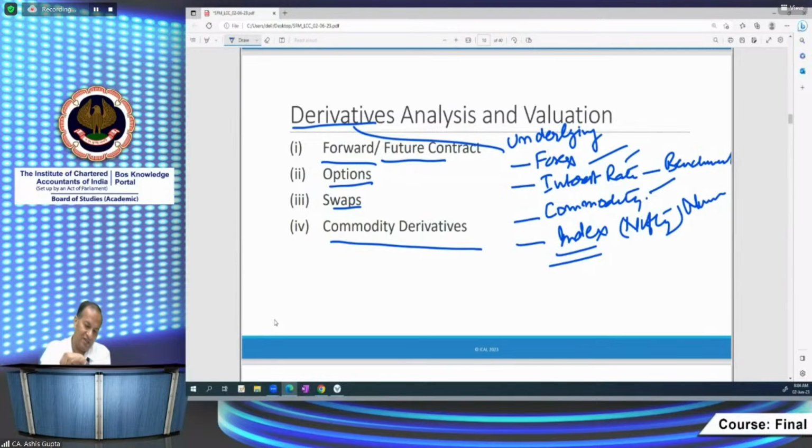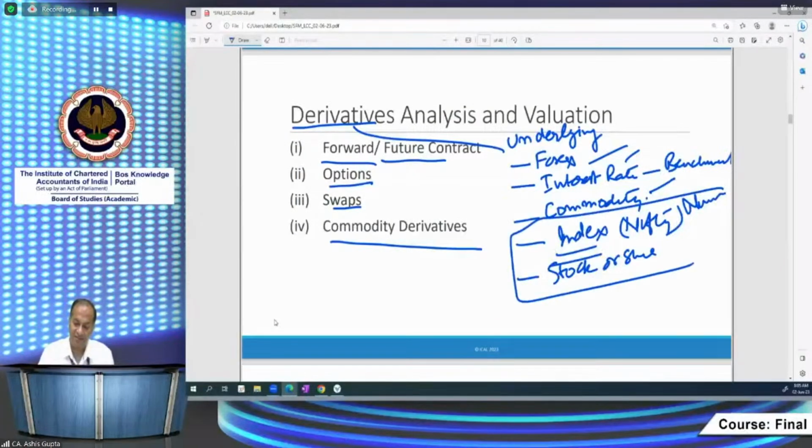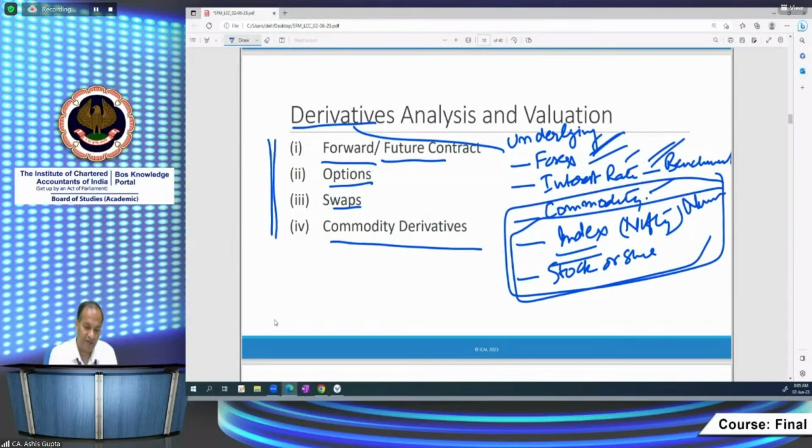In this chapter, in this derivative analysis, our underlying is mainly one thing I forgot: index, even stock or share of a company. One important point I forgot. Here in this derivative topic, normally we have covered index and stock, but in the next two topics, our underlying will be forex and interest rate risk. So here the basic concept of the derivative has been covered.